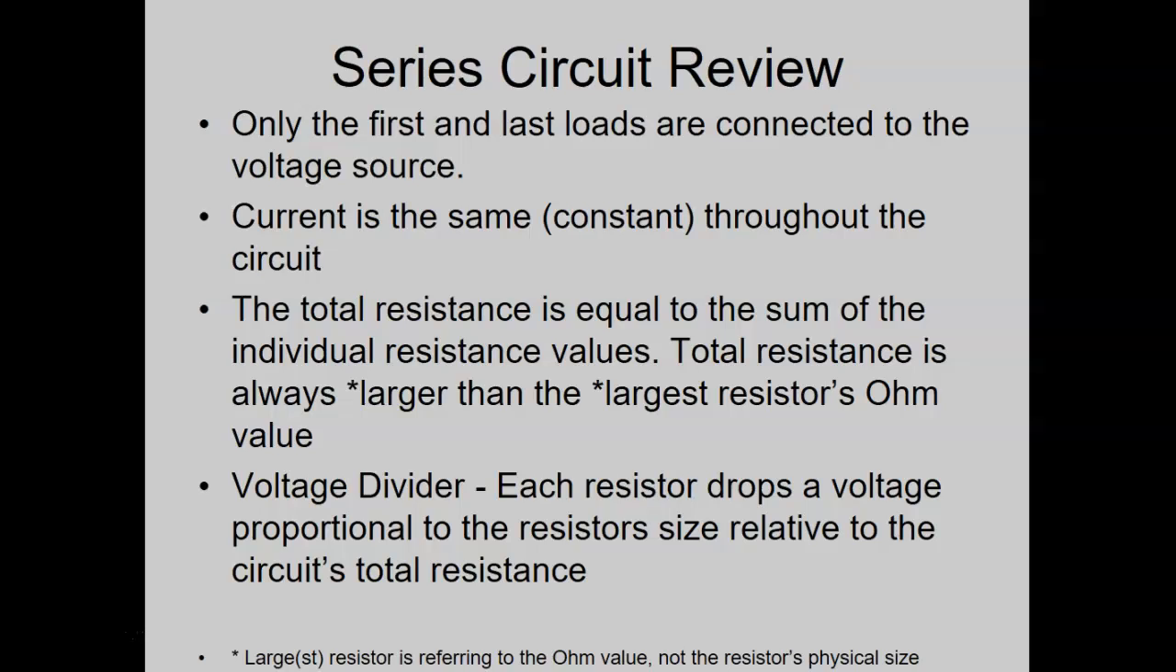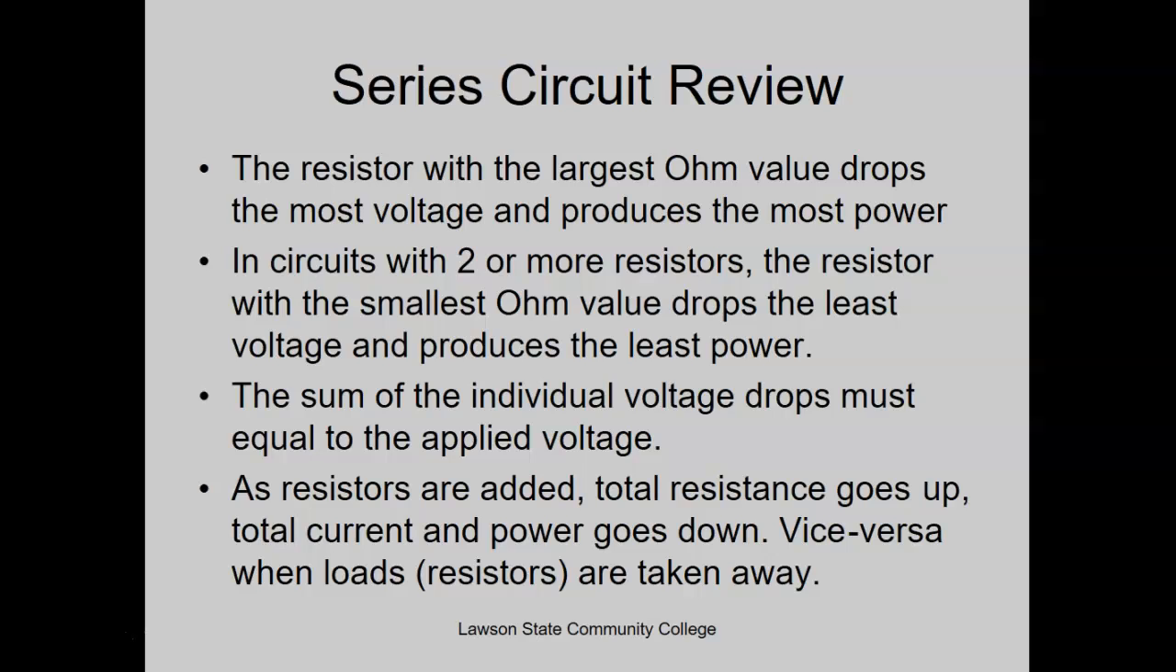Okay. And you have what's called the voltage divider, which means that each resistor drops voltage proportional to its size and relative to the total resistance of the circuit. Okay? So this resistor with the largest ohm value drops the most voltage and produces the most power. In circuits with two or more resistors, the resistor with the smallest drops the least. The sum of the individual voltage drops equals applied voltage.